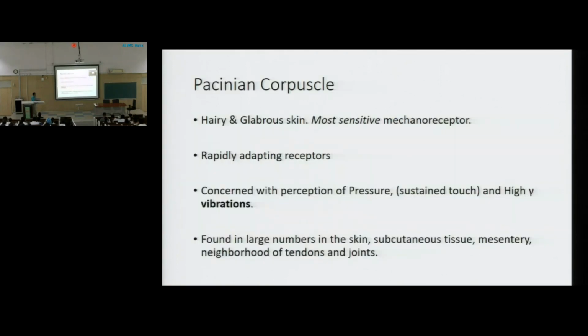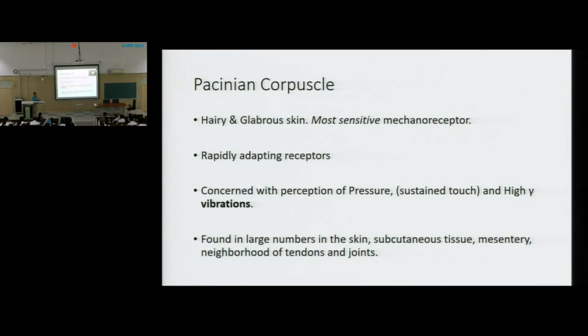Now some facts about various kinds of receptors. Pacinian capsules are present on both the hairy and the glabrous, non-hairy skin. This is the most sensitive mechanoreceptor. These are rapidly adapting receptors. Rapidly adapting means that whenever you cause mechanical deformation of the outer layer of this corpuscle, what will happen?